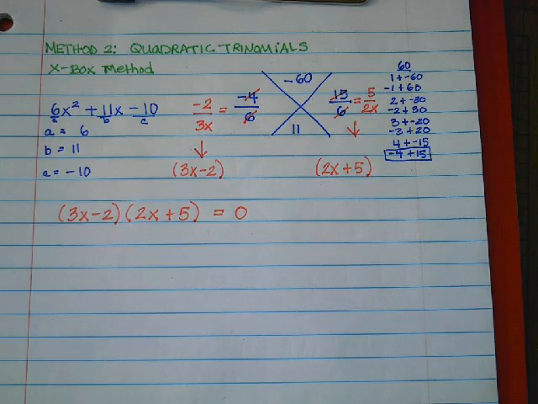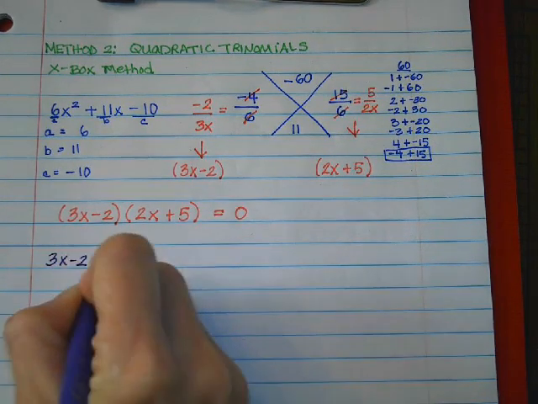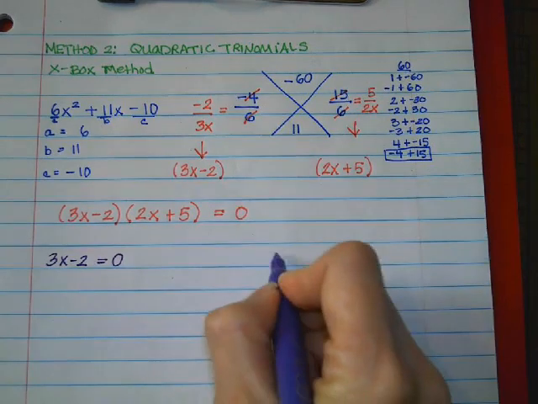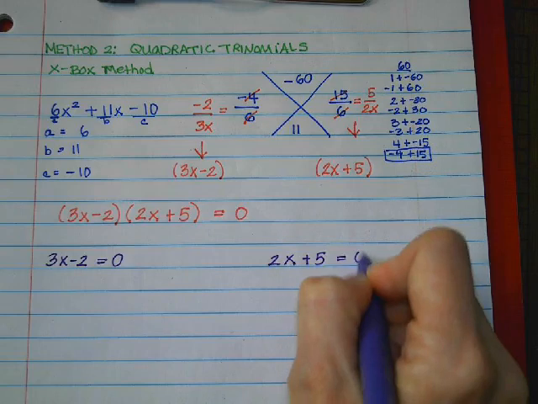All right, so now we're going to take each of our individual factors. We're going to set them equal to 0 and solve for x. So we're going to take this 3x minus 2. We're going to equal it to 0. And we're going to take this 2x plus 5, and we're going to equal it to 0 as well.